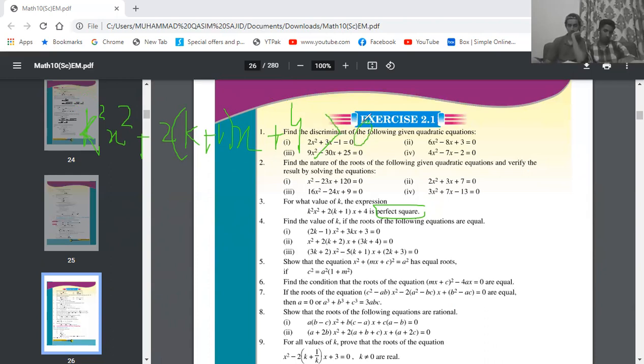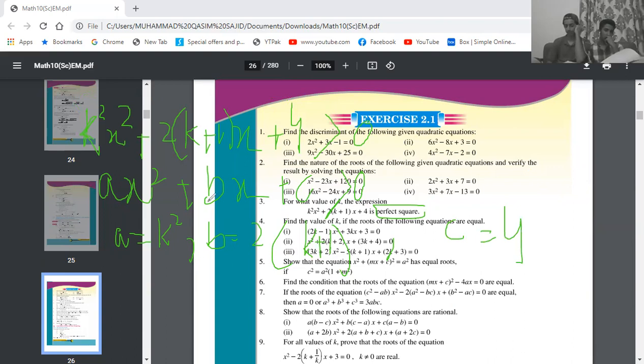So we have to find the value of the equation. So how to find it? First, the standard equation is ax square plus bx plus c is greater than 0 for a perfect square. So what is the value of a? The a value equals k square, the b value equals 2 into k plus 1, and c equals 4.